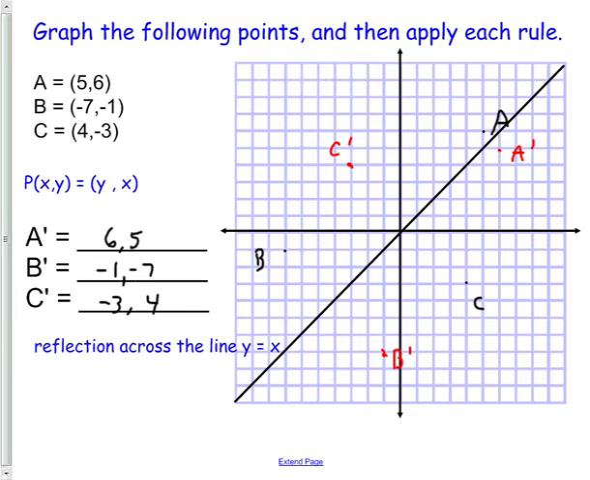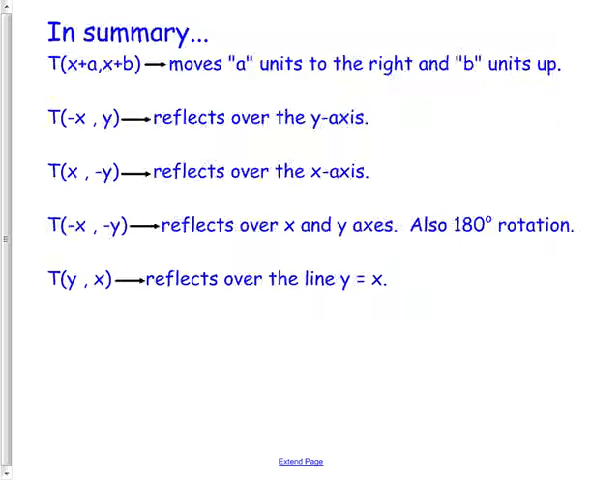So we looked at a few different rules here, and here's a summary. If you add a and add b, that's going to move it a units to the right and b units up. And then if it was minus, it would move it to the left and move it down, depending on whether this is plus or minus. If it's -x, that's a reflection over the y-axis. Negative y is a reflection over the x-axis. If you do opposite x, opposite y, that's a reflection over both x and y axes.